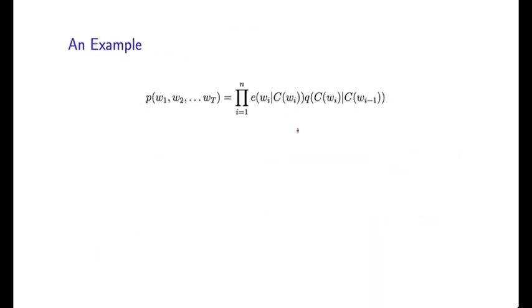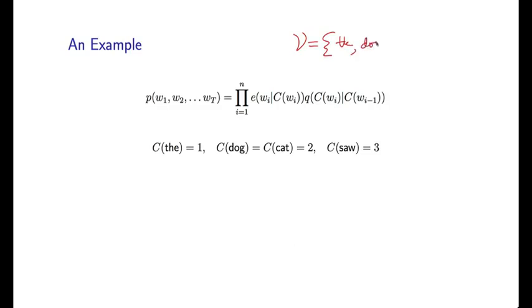Let me give one more example of how this model works on a slightly more complicated example. So here I have the full distribution, the definition I showed you on the previous slide. And now let's assume that our vocabulary V just consists of the words the, dog, cat, and saw, or at least it has those 4 words. It might have many others. And so C(the) is going to be 1, C(dog) is equal to C(cat) is equal to 2, and C(saw) is equal to 3. That's reflecting the fact that this word appears in cluster 1, these two are in cluster 2, and this word is in cluster 3.